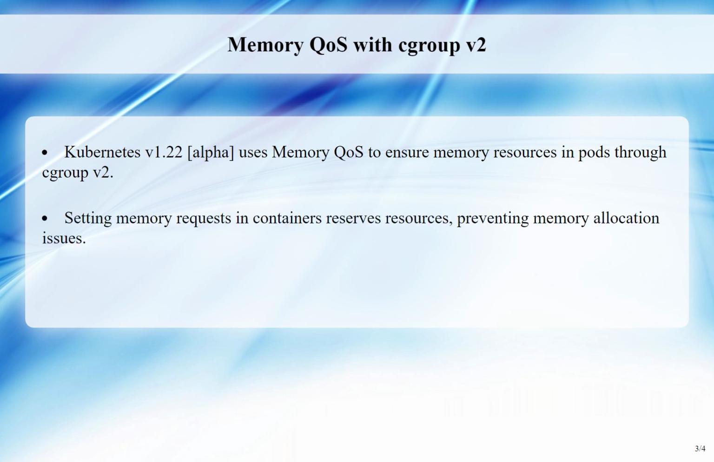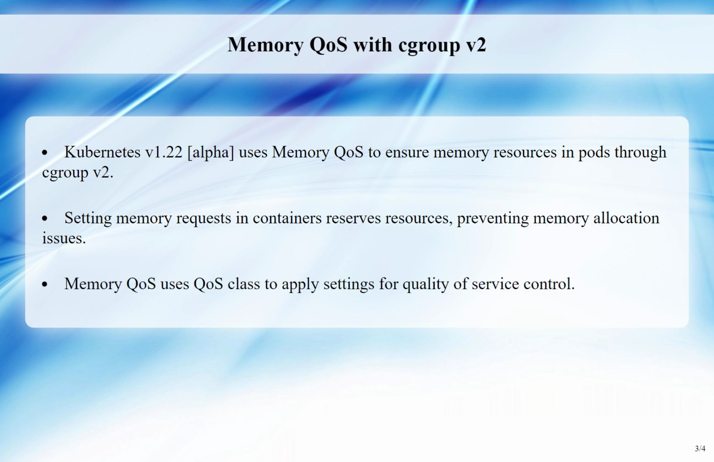By setting memory.min to memory requests, resources are reserved and not reclaimed by the kernel, ensuring memory availability. Memory limits set in containers are used to throttle workload approaching memory limits, preventing overwhelming system memory allocation. Memory QoS relies on QoS class to determine which settings to apply for quality of service control.